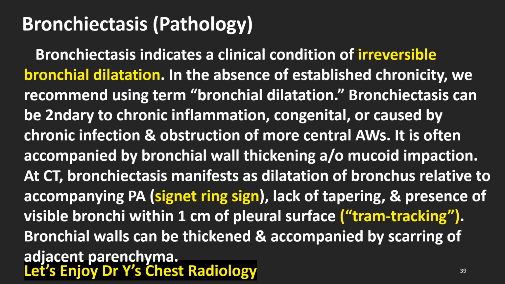At CT, bronchiectasis manifests as dilatation of bronchi relative to the accompanying pulmonary artery, signet ring sign, lack of tapering, presence of visible bronchi within 1 cm of the pleural surface, tram tracking. Bronchial walls can be thickened and accompanied by scarring of adjacent parenchyma.